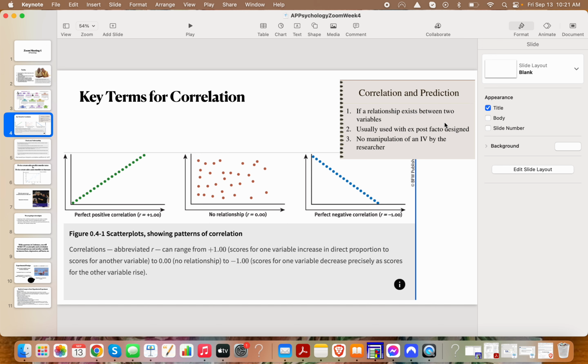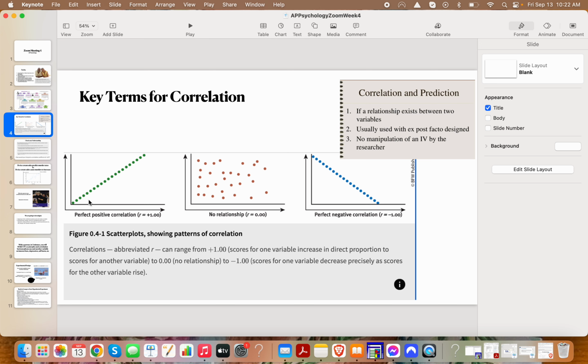And you're just looking to see, do these relationships exist? Can we predict the y-axis based on the x-axis? There is no manipulation of any variable. There's no researcher saying, if I give this to this group and then I give that to that group, does it cause some change? We're not looking at that. We're only looking to make these predictions.